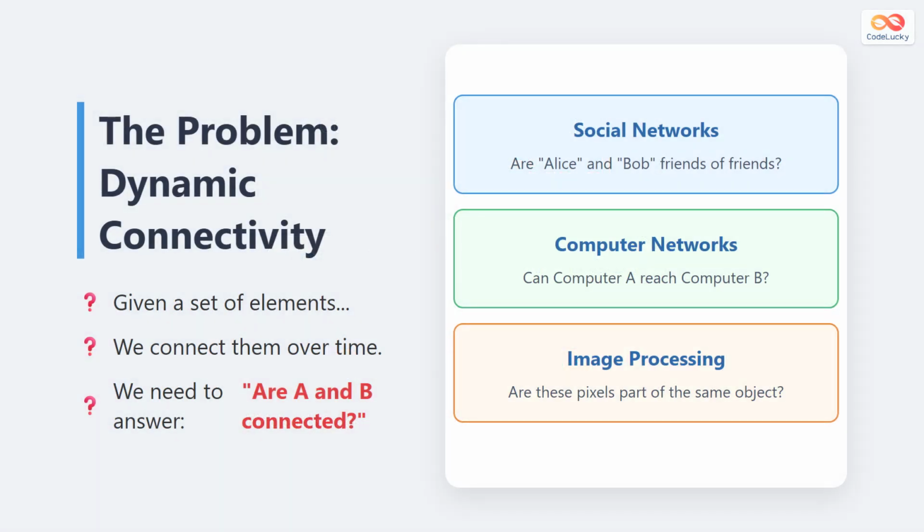To understand why we need union find, let us look at the dynamic connectivity problem. Imagine you have a set of elements, like people in a social network, computers in a network, or pixels in an image. We connect them over time. The core question we need to answer repeatedly and quickly is, are element A and element B connected? Are they part of the same group?